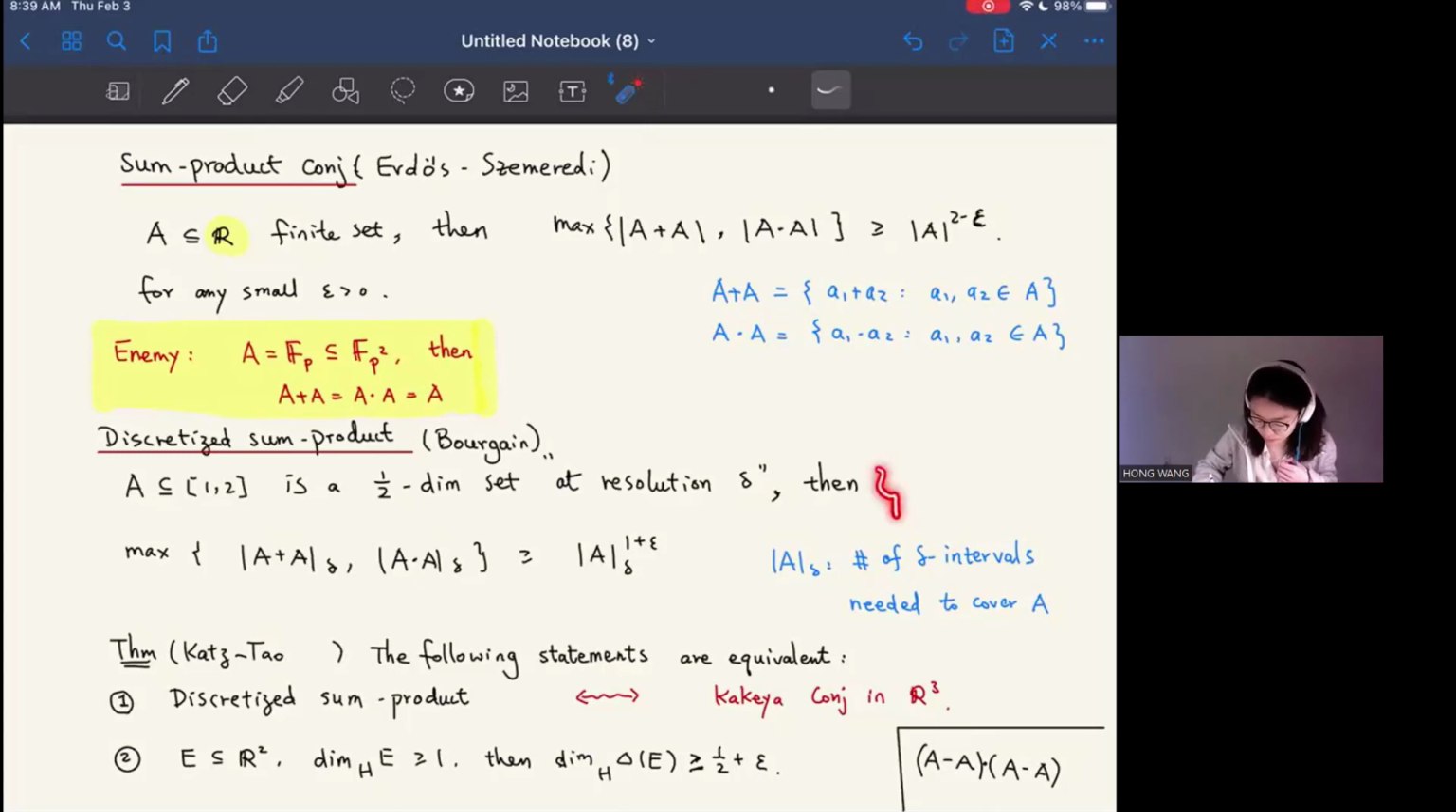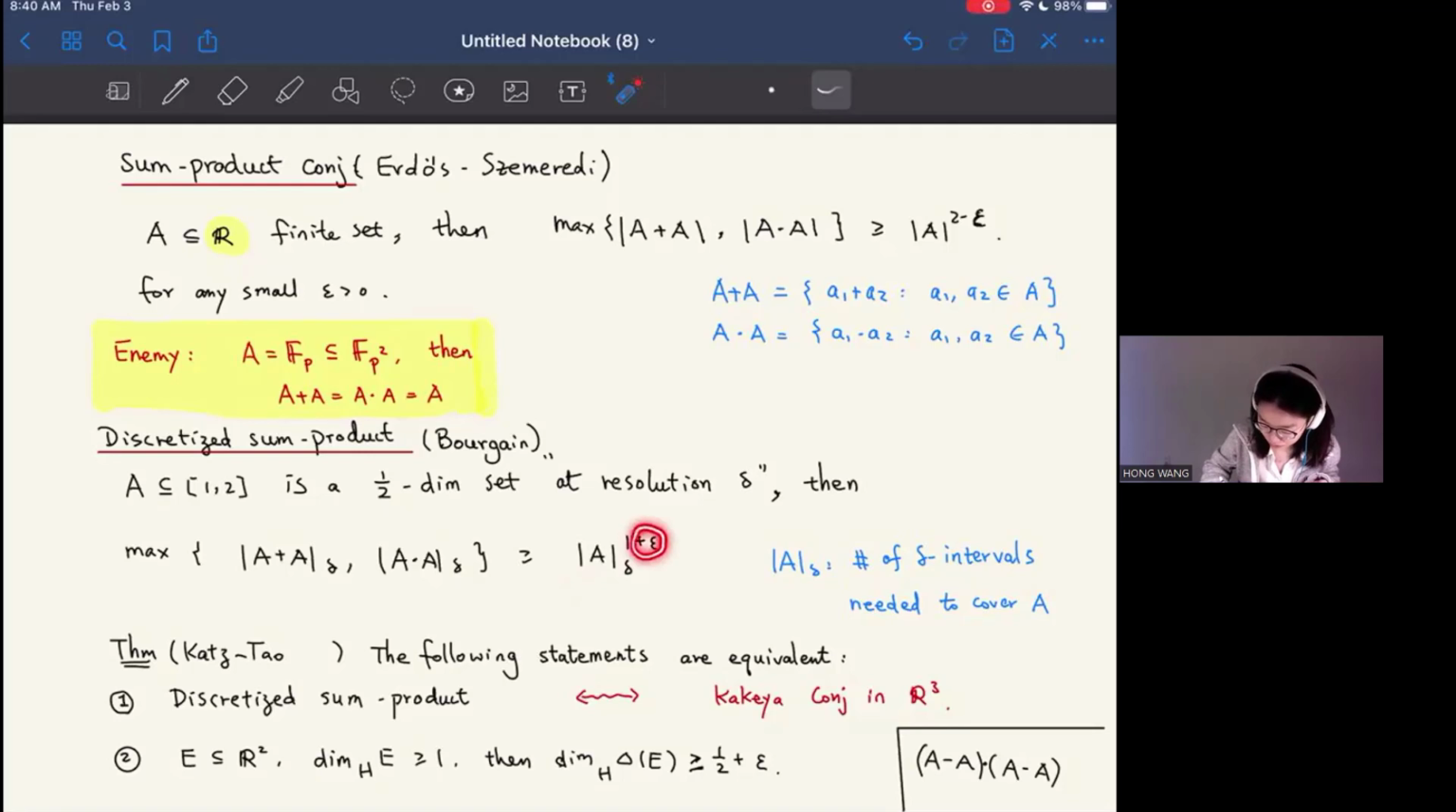Here I didn't give a rigorous statement of the discretized sum-product. But I hope you can imagine that A is a set of delta intervals inside the interval 1 to 2 that are arranged in a half-dimensional way, and then we calculate its sumset and count how many delta intervals are in the sumset, and also how many delta intervals are in the product set. So this is epsilon above the trivial estimate. That is, A plus A should be greater than the size of A.